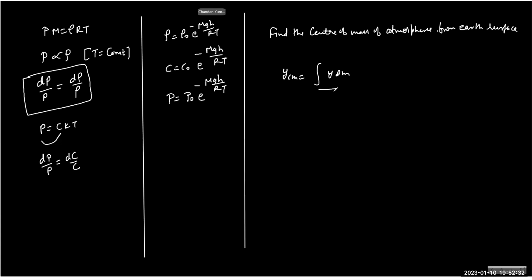Y dm by integral dm. And the mass you can write as density into volume. But density here is variable, so I cannot take it outside. And volume you can write as cross-sectional area into height. So this will become integral y rho dy, because I'm replacing dh by dy. And the area term will cancel out, right? I hope you can understand this part.